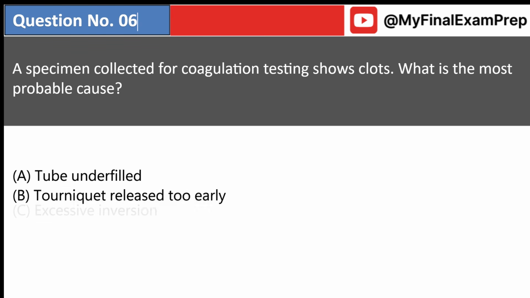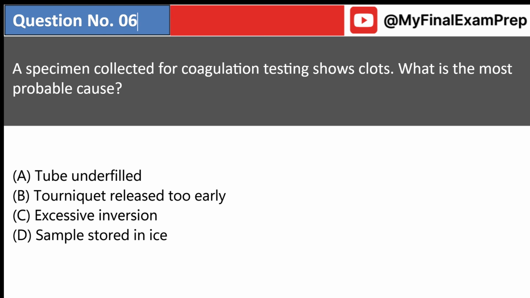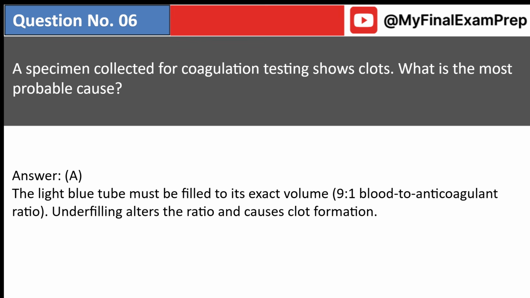A specimen collected for coagulation testing shows clots. What is the most probable cause? A. Tube underfilled. B. Tourniquet released too early. C. Excessive inversion. D. Sample stored in ice. Answer: A. The light blue tube must be filled to its exact volume, 9:1 blood to anticoagulant ratio. Underfilling alters the ratio and causes clot formation.